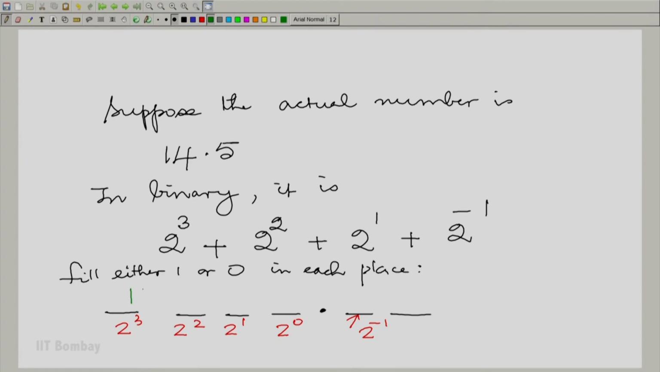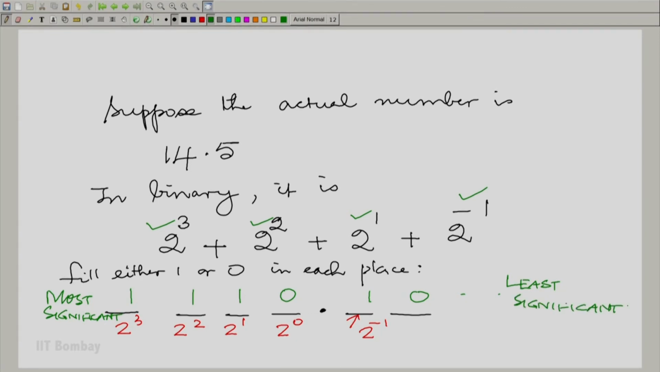Put down a 1 here because there is a 2 raised to the 3, put down a 1 here, put down a 1 here, but there is no 2 raised to 0, so you put a 0 there and you put a 1 here. Then of course you can put 0 subsequently. So this is the binary representation. Now this is what is called the most significant bit, and this is called the least significant of the bits. Bit, by the way, bit means binary digit or the number filled in the binary place.